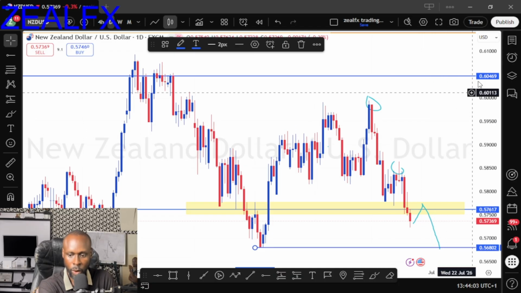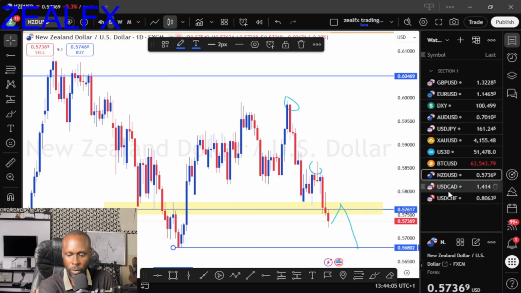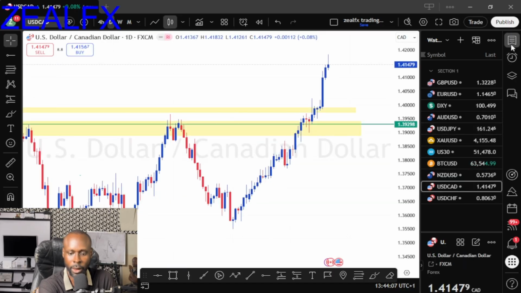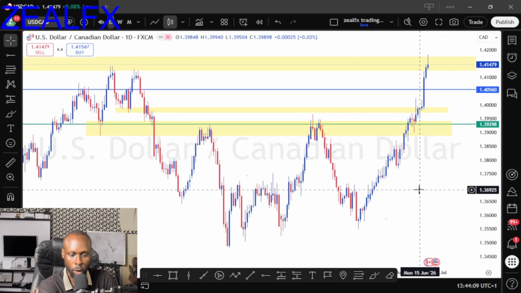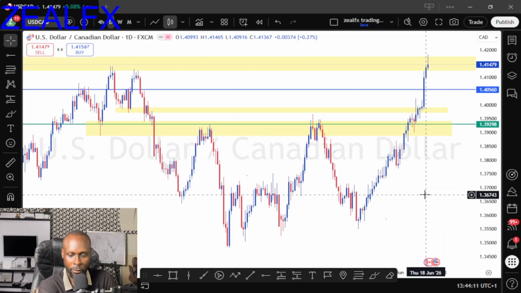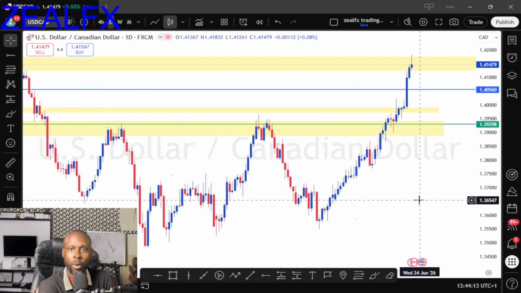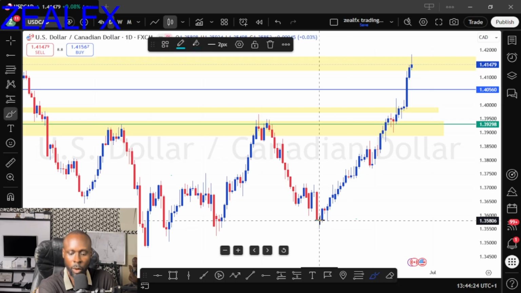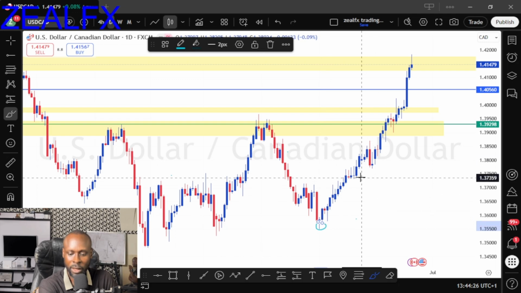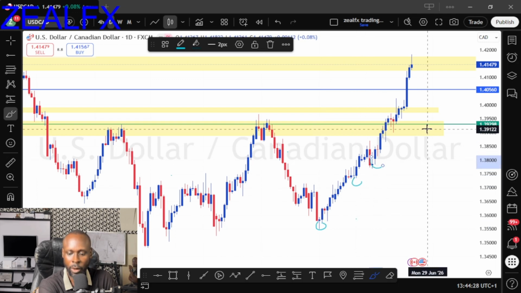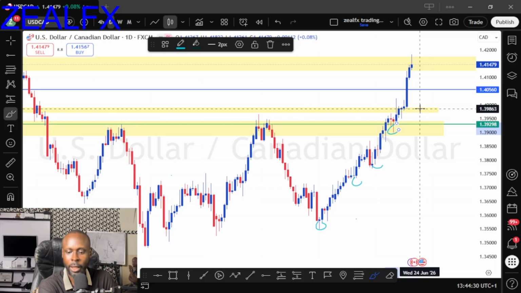So let's look at our next pair, which is the CAD USD. The CAD USD on my daily time frame, you can see our price projecting more of the buying opportunity for the CAD USD. Why do you say CAD is projecting for more buys? You can see we have this lower low, then we have this series of higher low. This series of higher low and higher low indicate the bullish trend for the CAD USD.